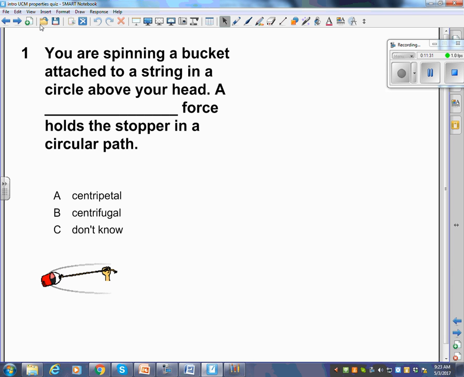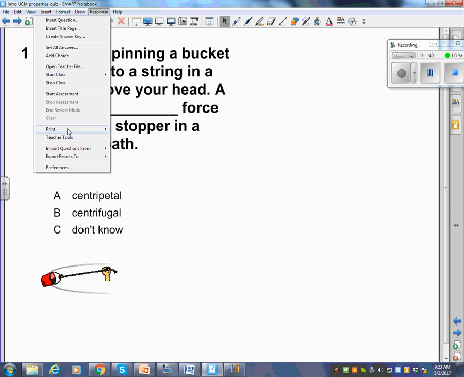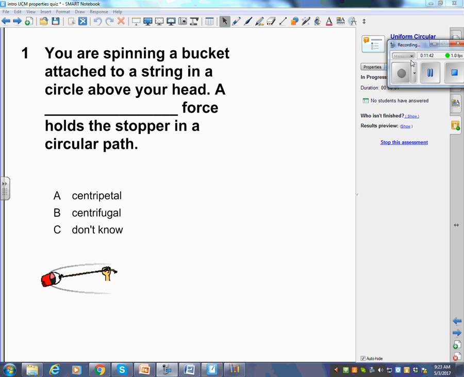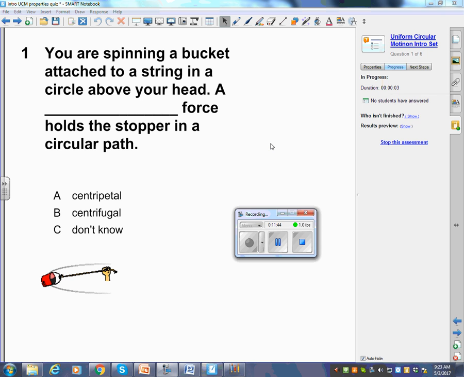Is it too small on the page? You can look up here. Did I start it? No, I didn't start it, did I? All right. So you can read that and you can make your choice, and then we'll move on here.